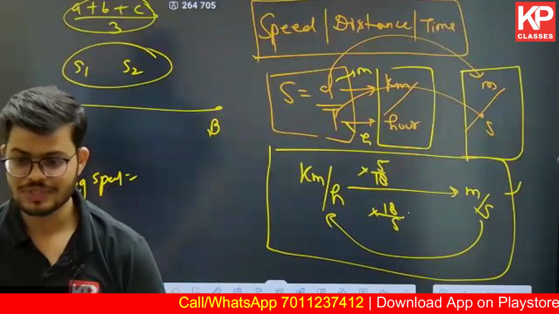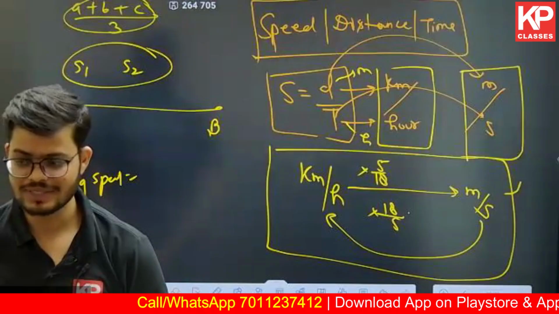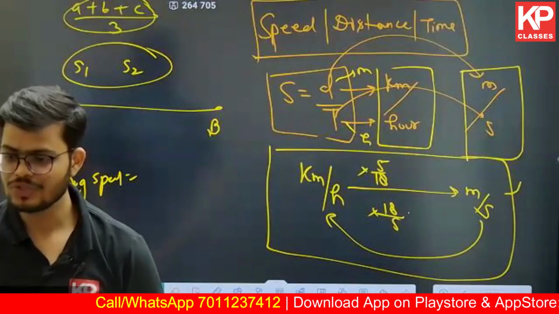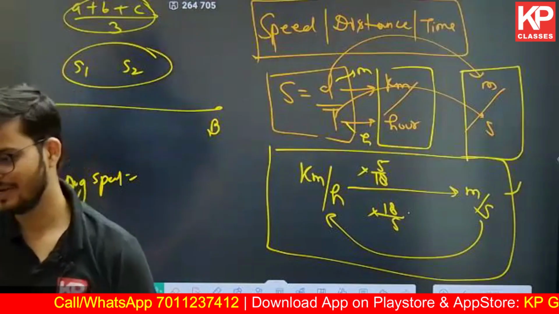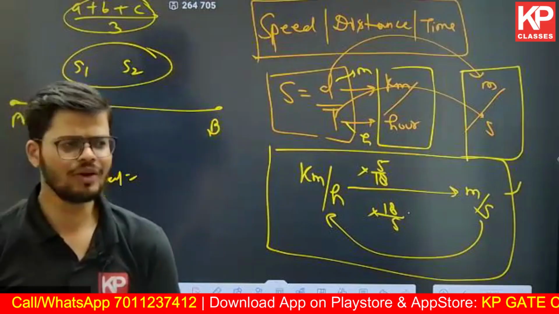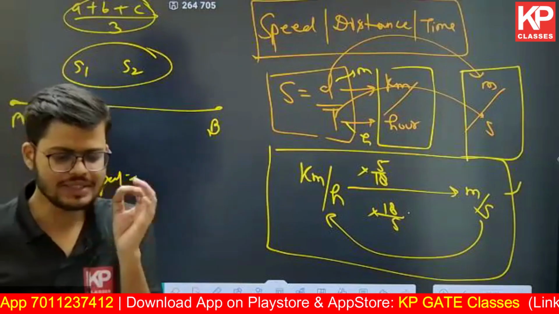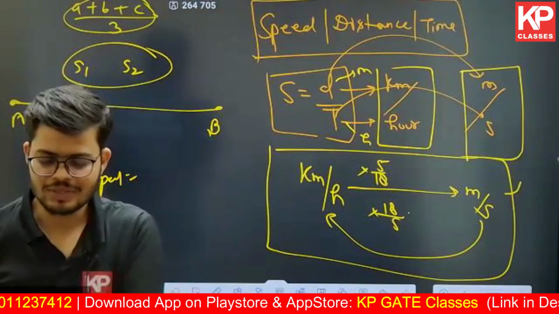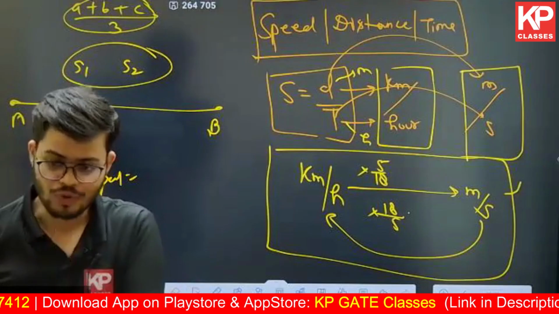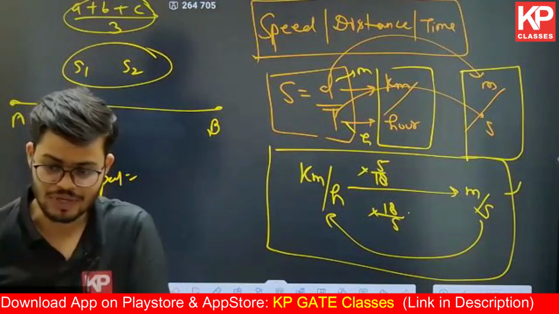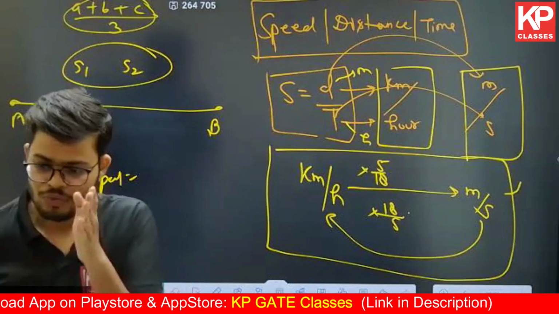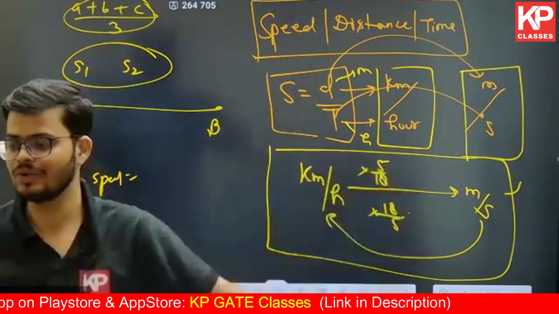The second type of question that we get in speed, distance, and time will be based on average speed. Now, the way we find the average is by adding the values. For example, a student got 40 marks in one subject, 45 in the second, and 50 in the third, out of 50. What are the average marks he got? 40 plus 45 plus 50 divided by 3.